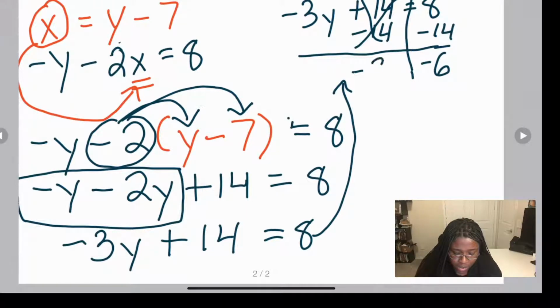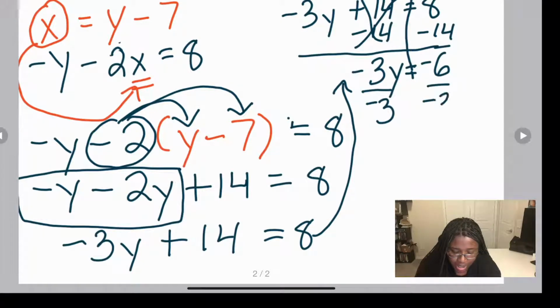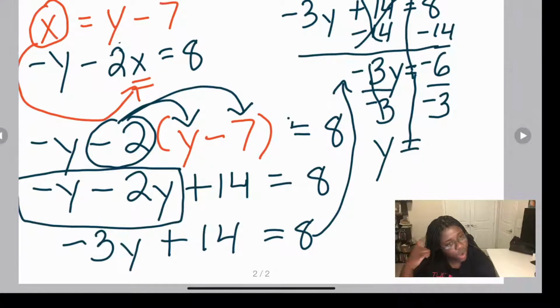And I'm going to bring my negative 3y back down. We still have negative 3y equals negative 6. Divide both sides by negative 3 because you want to undo what is happening to the y. And the y is being multiplied by negative 3. So we've got to divide by negative 3. And whatever we do on one side, we do on the other side. So negative 3y divided by negative 3 is just y. And then negative 6 divided by negative 3 is actually positive 2. So we found that our y value is positive 2.